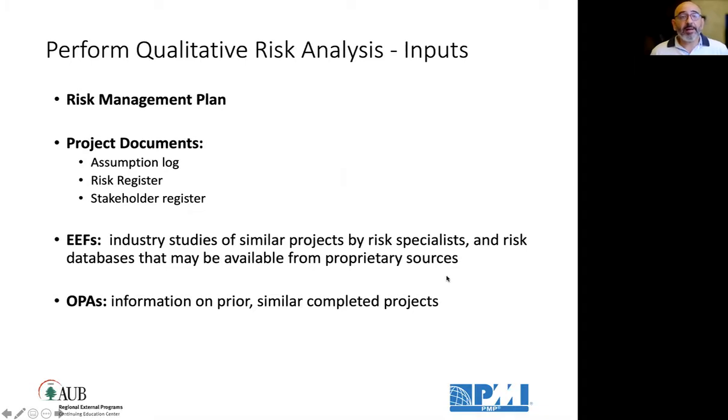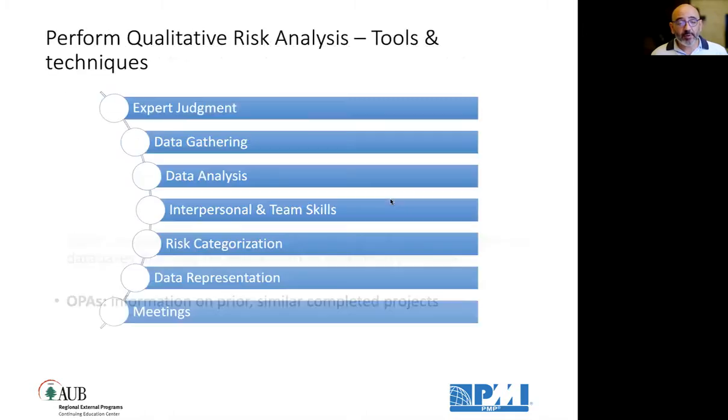Who tells you when the risk of avalanche is most likely, in which month it is plausible to be present in the Himalayas? Who tells us that the probability of the helicopter not carrying the oxygen tanks is high, medium or low? Okay, so we need to know the environmental and enterprise factors, OPAs, any information on prior similar completed projects. Tools and techniques: expert judgment, also data gathering, data analysis.